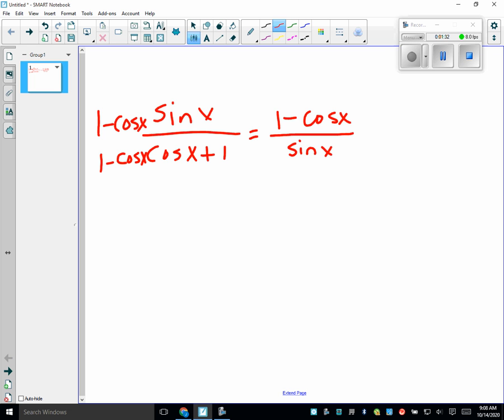All right? On top, I have sine x times 1 minus cosine x over, what happens when you multiply conjugates? Do you all know how to multiply conjugates? Square the first minus square the second, because you're multiplying a plus and a minus. It's actually kind of the same. So it's 1 minus cosine squared x.